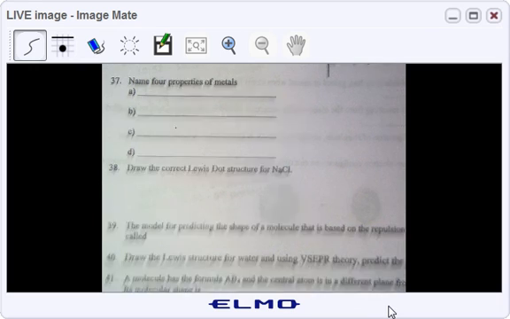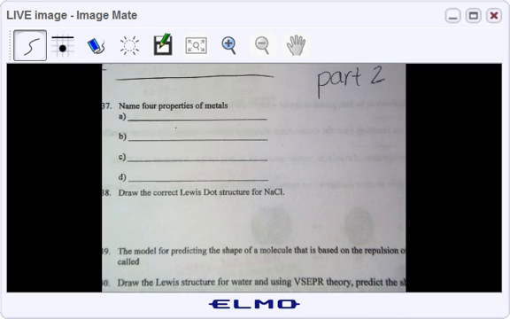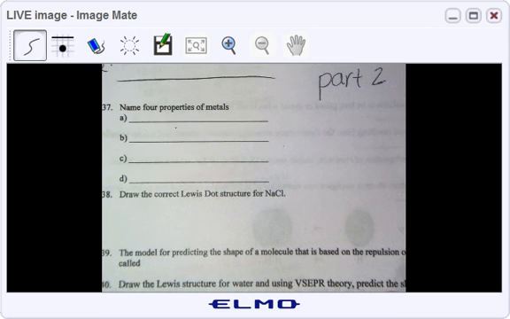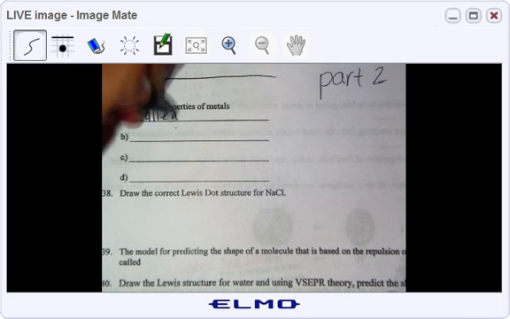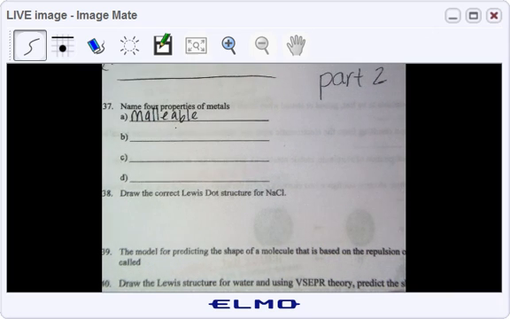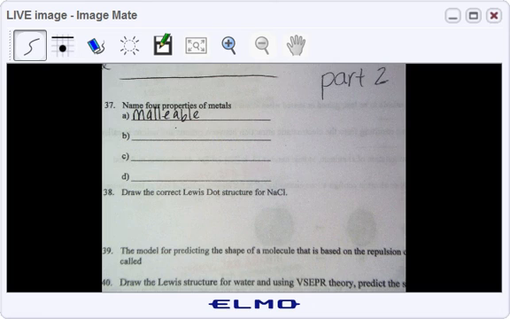Okay, we're going to go over part 2 of the midterm review. Name 4 properties of a metal. We're starting off at number 37. Malleable. That means you can sort of bend it. It's pliable, similar to a spoon. You can bend a spoon.